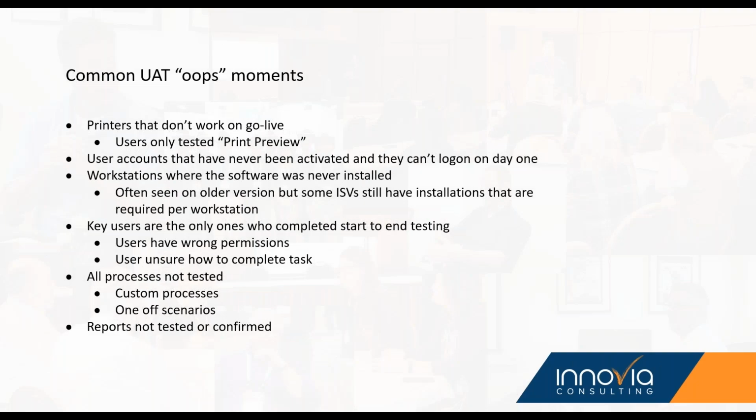So one of our common things, everybody's like, what are some of your most common oops moments when it comes to UAT? And we've seen this many times. Printers. Printers is one of my, I don't know what to do with printers. Oftentimes 1 to 2 users will test the printing function, whether that means printing pick tickets, pack slips, or UPS and FedEx labels.